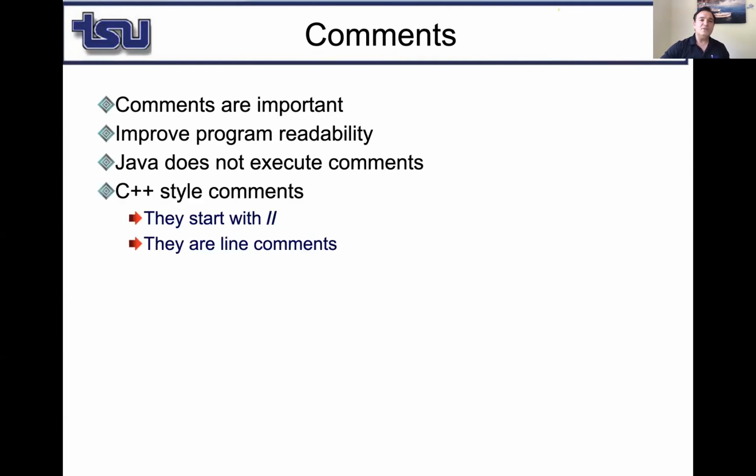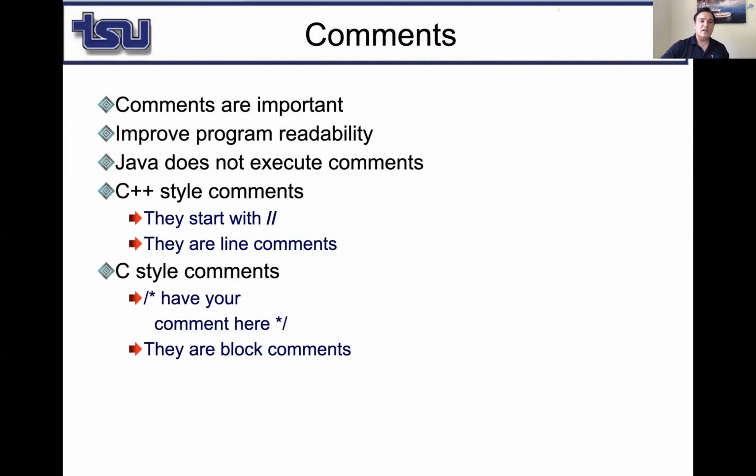There are two different styles for comments. One is C++ style. In C++ style, you use double forward slashes. Anything after the double forward slash in that particular line will be commented out. That means Java will ignore those. And also C style comments, they are forward slash star and star forward slash. Anything between those two, that block will be commented out.